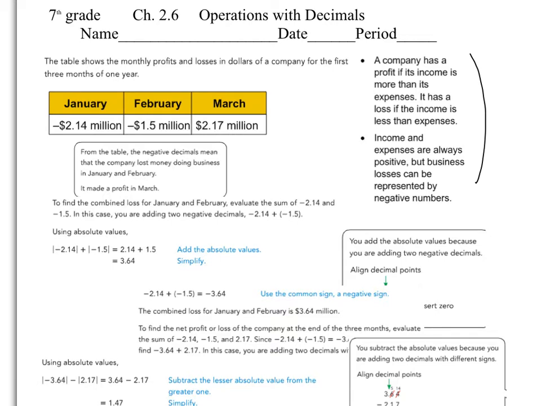It says from the table, the negative decimals mean that the company lost money during January and February, but made money during March. To find the combined loss for January and February, evaluate the sum of negative 2.14 and negative 1.5. Since the signs are the same and it's an addition problem, we're going to add the numbers and keep the sign. So 2.14 plus 1.5 is 3.64. So the combined loss for January and February is 3.64 million. Since it's a loss, you don't have to put the negative. The negative means a loss.